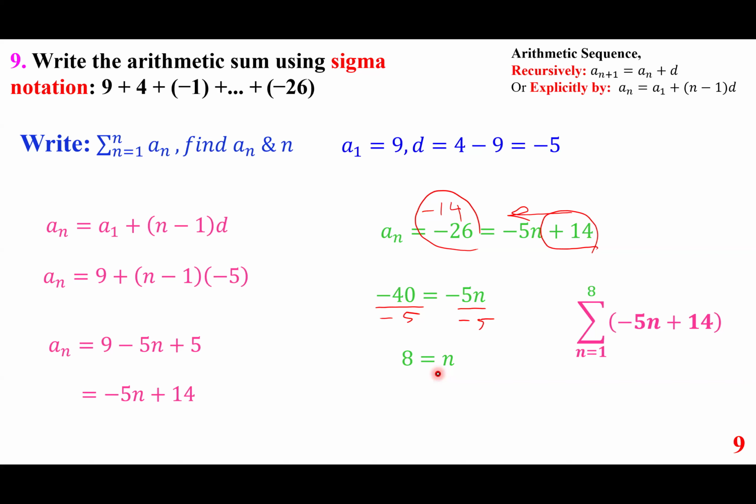By the way, it's really not a bad idea to check. You can add the sum to see if it gives you the same sum if you add up those numbers. The other thing that is important to check: n is 1, you should get 9. N is 2, you should get 4. N is 3, you should get negative 1. So that's the best way to do this.